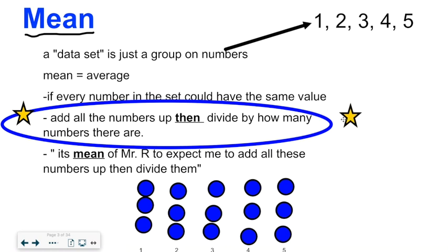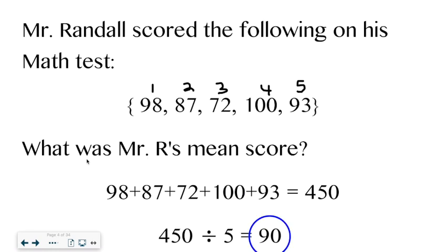And we look right here, we want to circle and star this. Add all of the numbers up, then divide by how many numbers there are. And a good way to remember this is, it's mean of Mr. Randall to expect me to add all of them up and divide them. Because sometimes this can be a little time consuming, but that is just a good way to think about it. It's mean of me to expect you to do that.